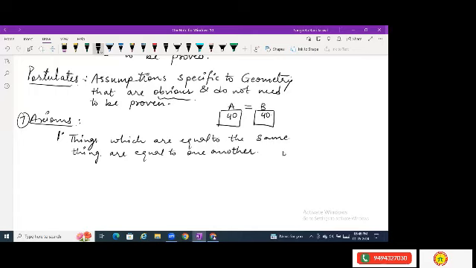You will see now where we use these axioms in our everyday mathematics. We'll see that later. But first, just understand about the axioms. So things which are equal to the same thing. A was getting marks 40, B was getting marks 40. So things which are equal to the same thing are equal to one another. That means if two things are equal to one thing, they both are equal to one another. I hope you have understood this.